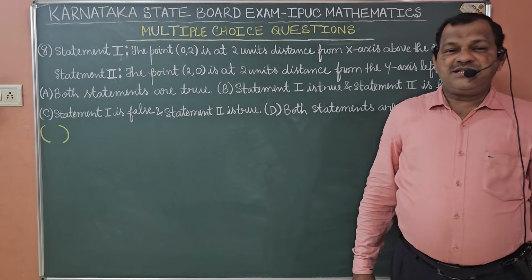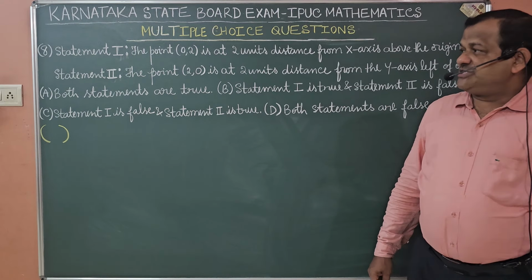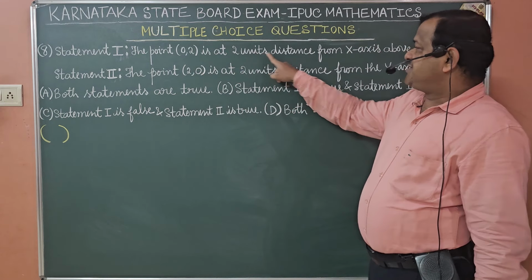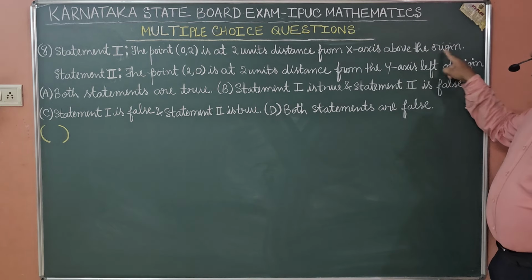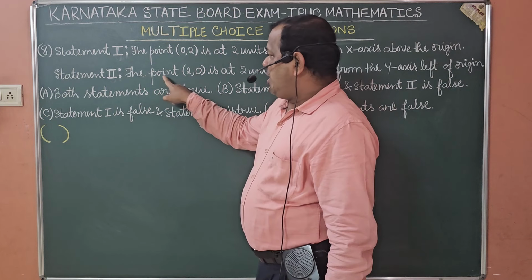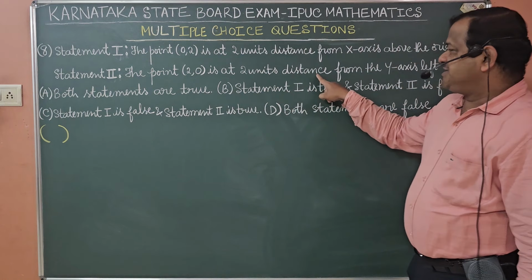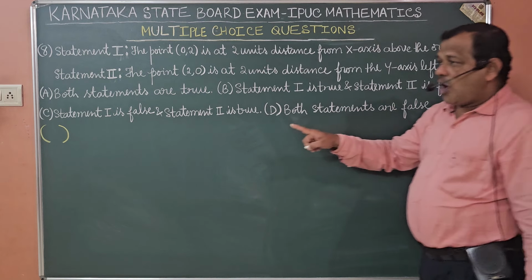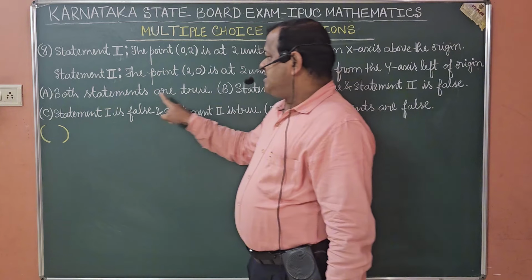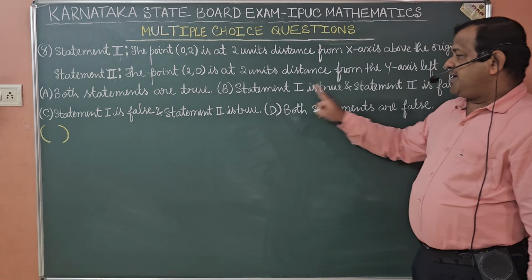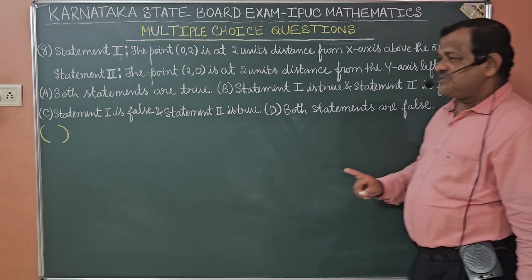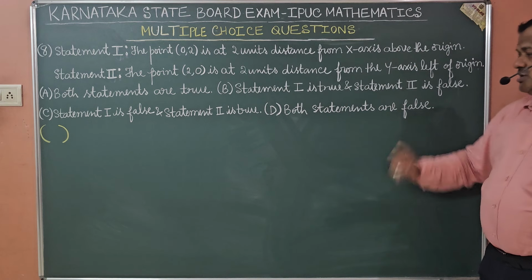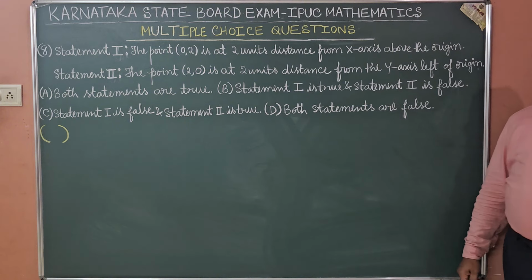Kindly go through. Here is the 8th MCQ. Kindly go through the question. Statement 1 says the point (0, 2) is at 2 units distance from the x-axis above the origin. Statement 2 reads the point (2, 0) is at 2 units distance from the y-axis left of the origin. And there are 4 options. Option A, both statements are true. Option B, statement 1 is true and statement 2 is false. Option C, statement 1 is false and statement 2 is true. Option D, both statements are false.